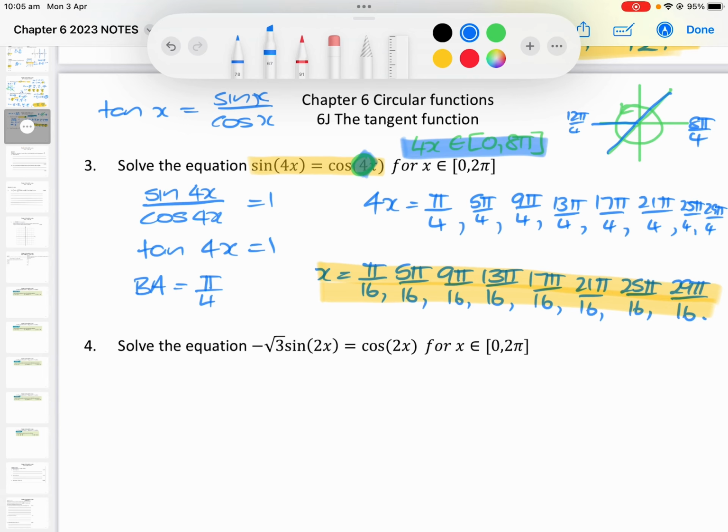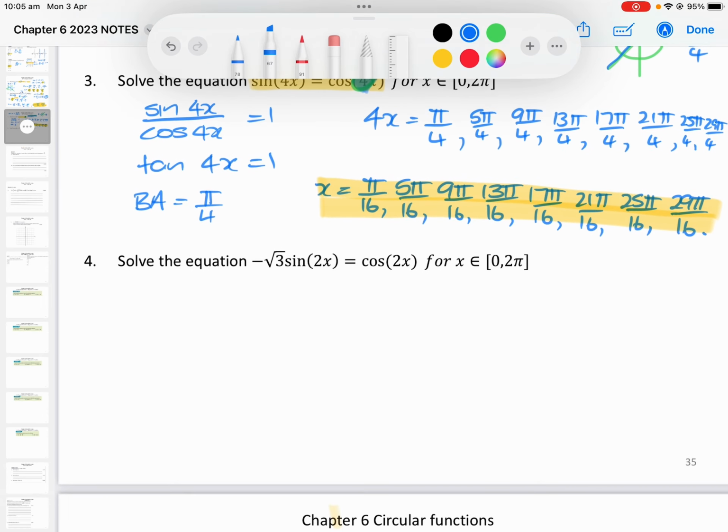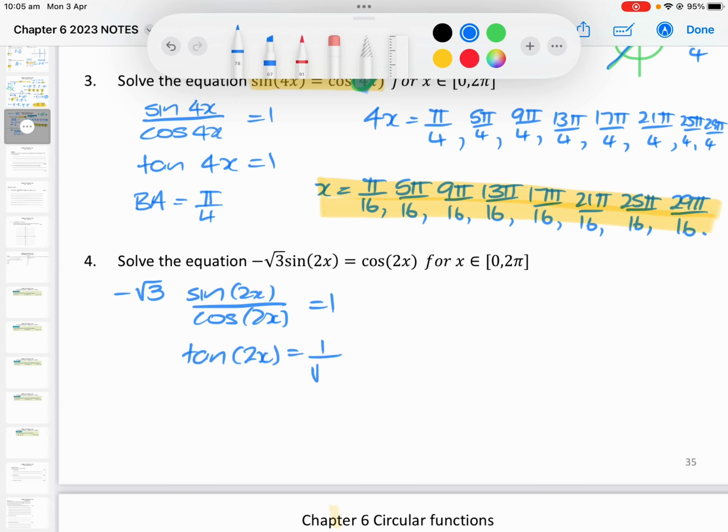Right, so the next one's the same sort of technique. If you want to stop the video and have a go, I think that's a really good idea to see if you can use this same concept. So what I'm going to do first is divide each side by cos x. So I'm going to get sine 2x on cos 2x, and that equals 1. So now I know that tan of 2x is minus 1 on root 3.